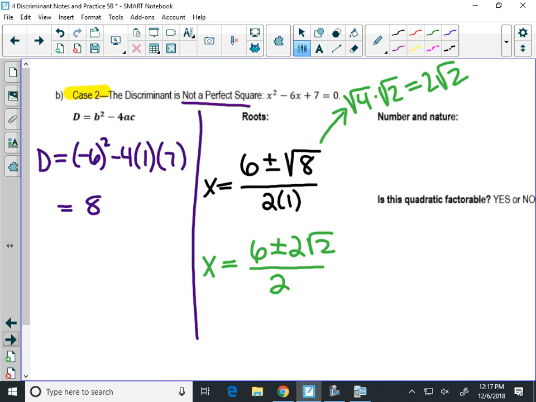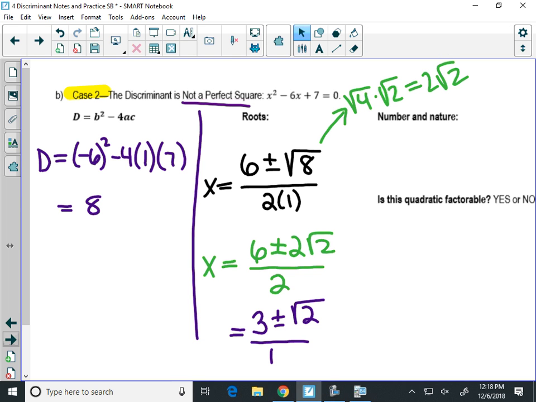Now, does that simplify at all? Yeah. What goes into all those numbers? 2. So you should simplify that to be 6 divided by 2 is 3, plus or minus. It's the opposite of b. Your b is negative 6. All right, so then we'll have plus or minus 1 radical 2, but I don't have to write the 1. And then technically over 1, but do I have to write the over 1? No. So that's just 3 plus or minus radical 2. Are you okay with how we got there?